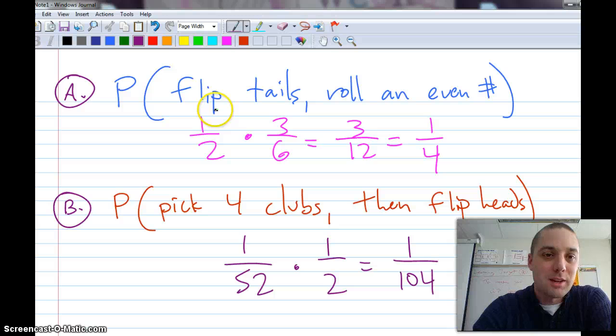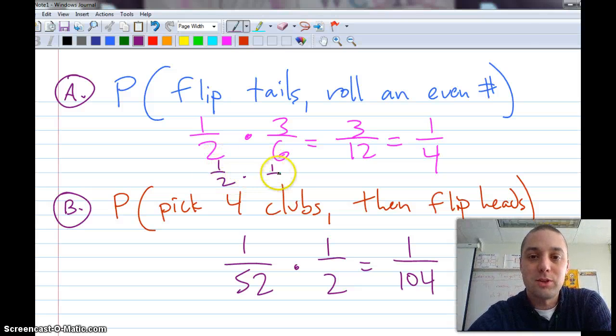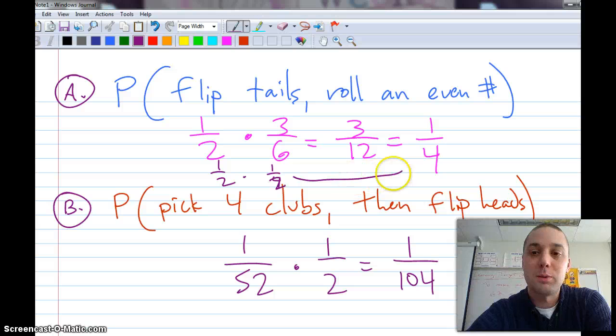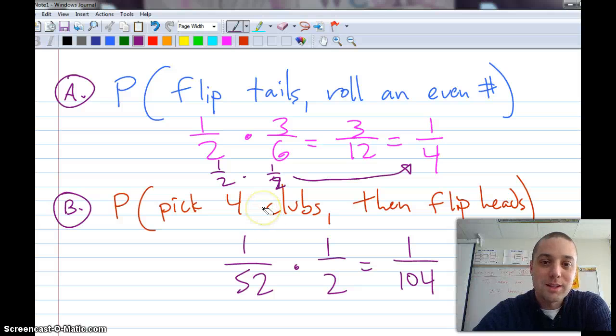The probability of flipping tails on problem A is 1/2. The probability of rolling an even number, well, there's 3 even numbers out of 6. So I did 3 over 6. You also could have done 1/2 right there too. Anyway, the way I did it, 1 times 3 is 3, 2 times 6, 12. That simplifies down to 1/4. You may have just done 1/2 times 1/2 if you knew that half the numbers were even. And that would get you to 1/4 right away. Either way is good. The second one, there's one 4 of clubs out of 52. And then flipping heads is a half. Multiply those, you get 1 out of 104 as a fraction. And notice we're leaving all these answers as fractions. And if it's possible, kind of like this one up here, to simplify, I'll expect you to be simplifying as well.